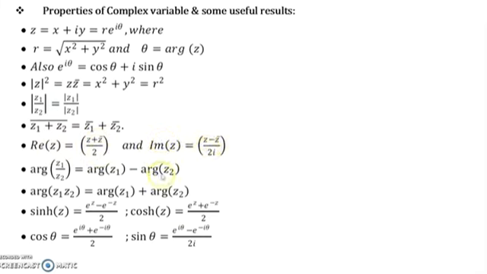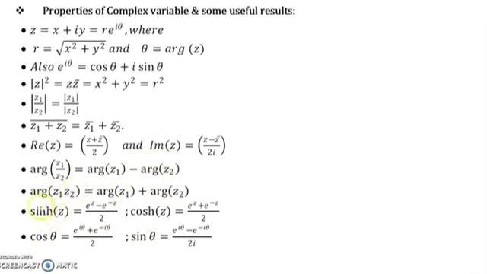So these are all some formulas. And argument of z1 by z2 is equal to argument of z1 minus argument of z2. Multiplication of argument values is equal to addition, and division of argument values is equal to subtraction.